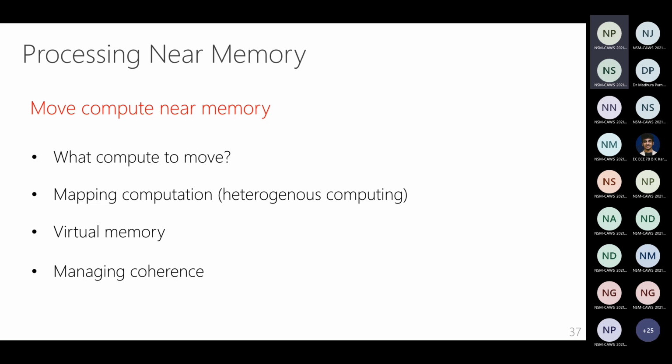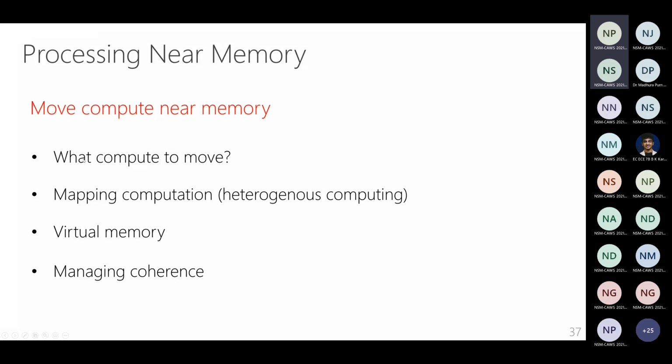So one of the things that people have considered is moving compute closer to memory. This is typically referred to as processing near memory or near memory computation, a bunch of different names. Plenty of research has happened, but I think it is still an unsolved problem for a variety of reasons.